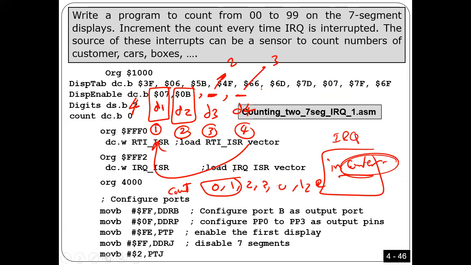No. Why? Because when I put X here, X plus 0, I'm here. X plus 1, I'm here. X plus 2, I'm here. X plus 3, I'm here. A little bit of modification to this program. That's why I'm asking here.